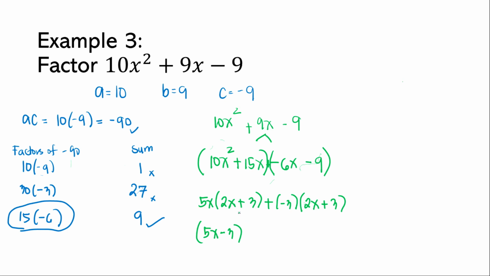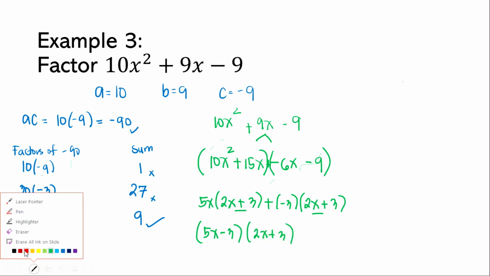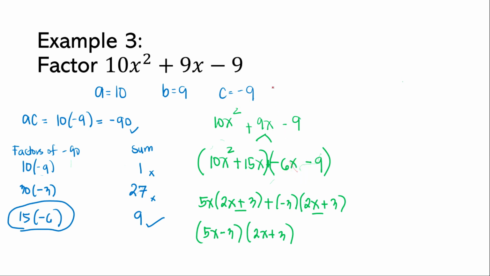And then, we have the common factor 2x plus 3. Okay? So, our answer will be 10x squared plus 9x minus 9 is equal to 5x minus 3 times 2x plus 3. Again, you can check your answer if it's correct by multiplying the binomials using FOIL method. And that's it.